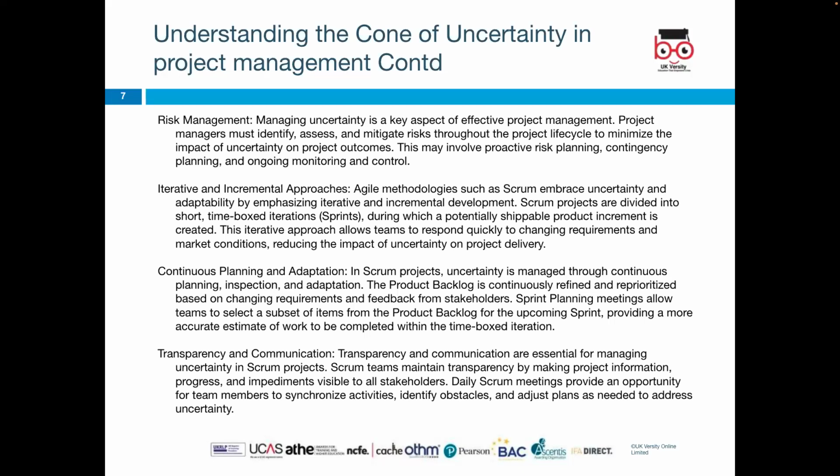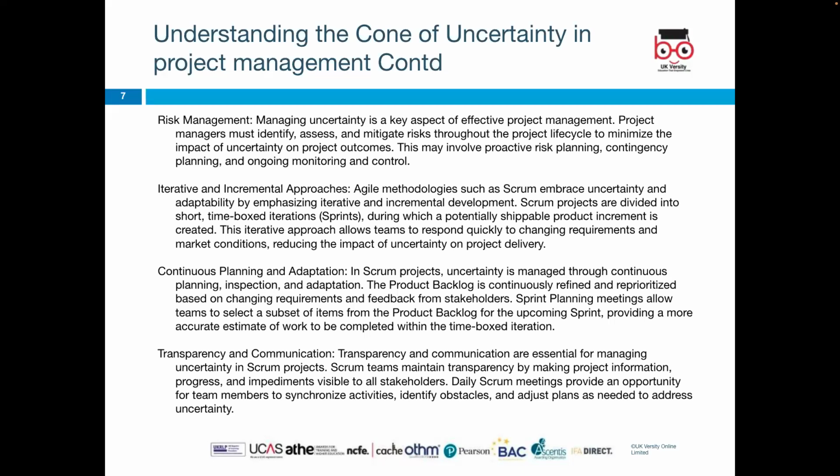So the first one is risk management. Managing uncertainty is a key aspect of effective project management. Project managers must identify, assess, and mitigate risks throughout the project lifecycle to minimize the impact of uncertainty on project outcomes. This may involve proactive risk planning, contingency planning, and ongoing monitoring and control.